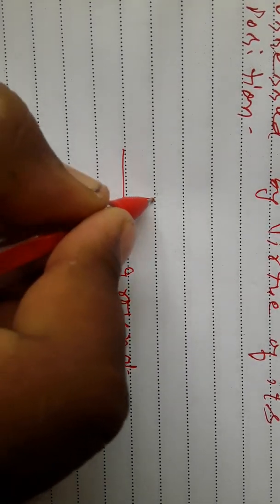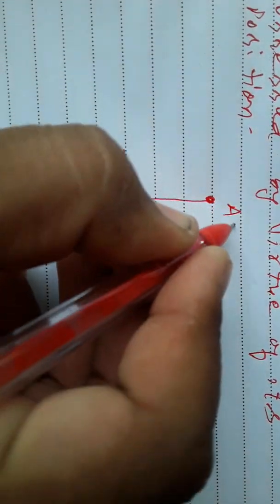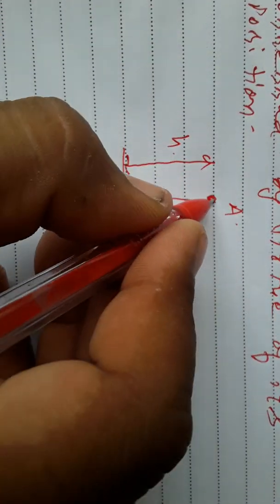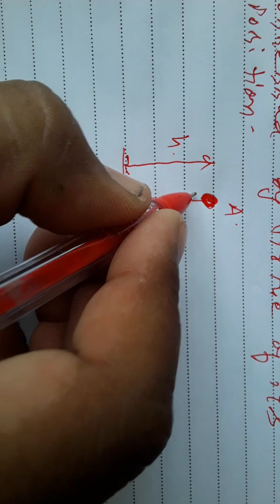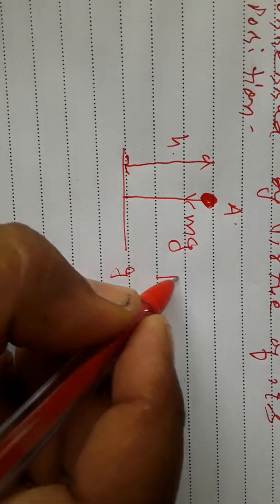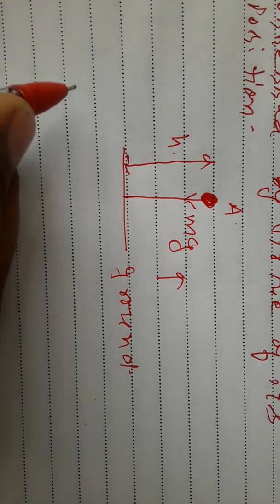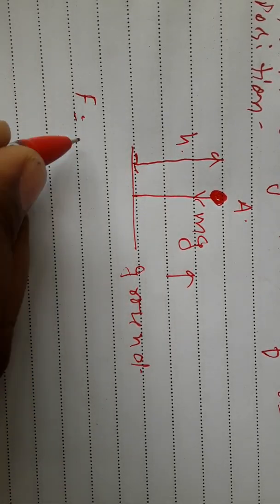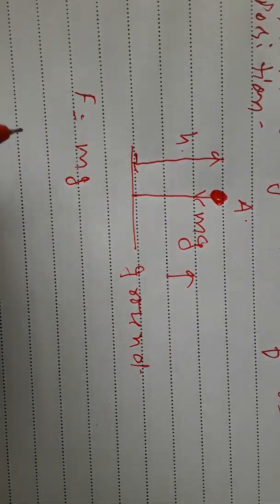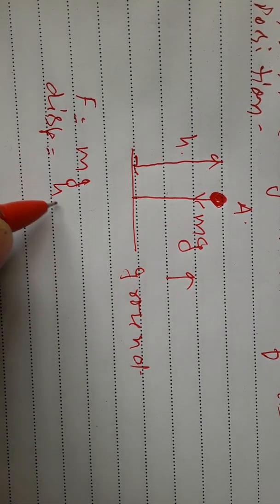the object is moving from ground to the point A. Total displacement is h. The weight of the body, mg, is acting downward. The body is moving upward and the force of gravity is acting downwards. Now, here gravitational force, that is mg, displacement is equal to h.